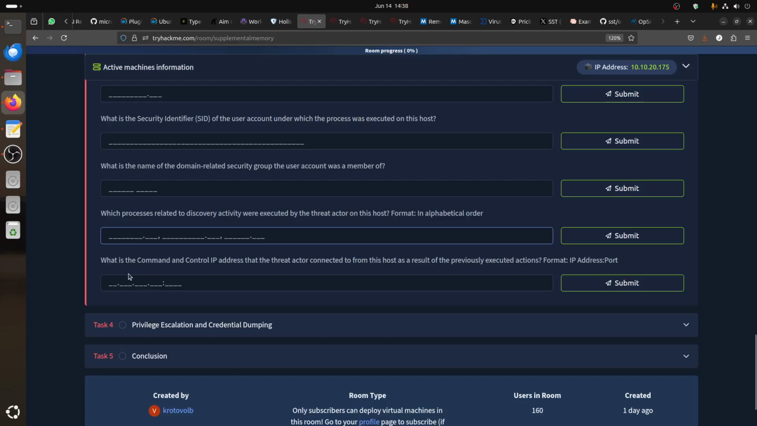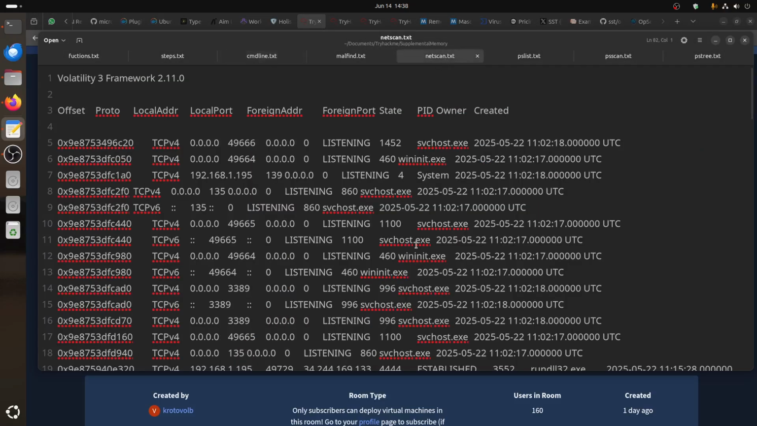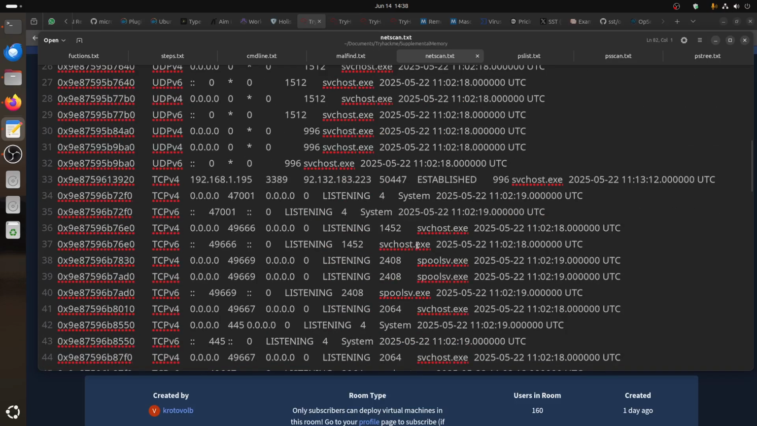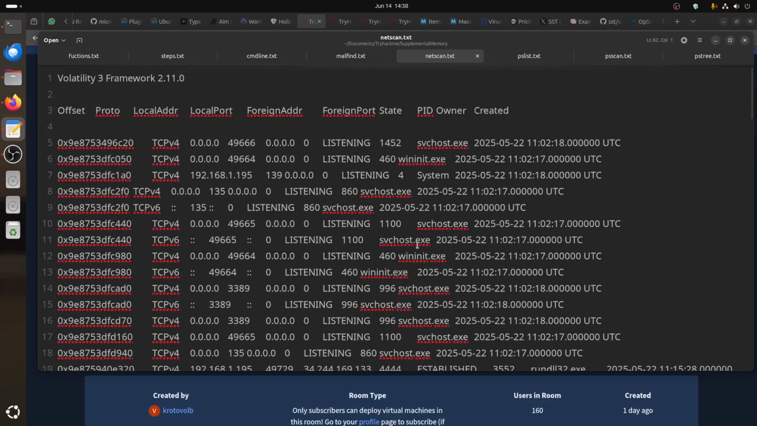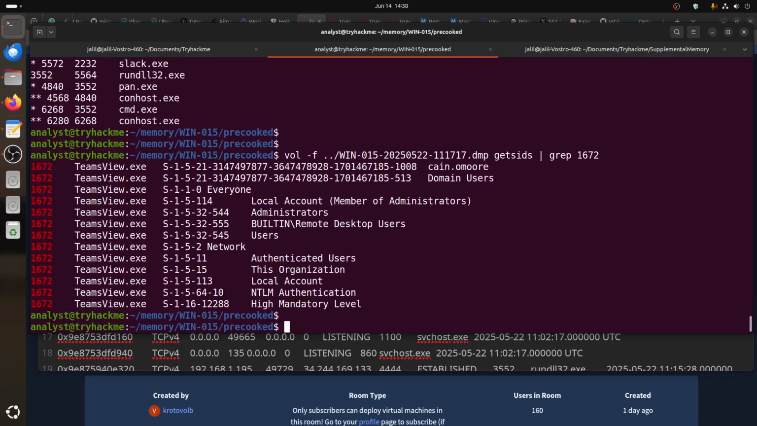The next one: what is the command and control IP address that the threat actor connected to from this host as a result of the previously executed action? Previously executed action. Now here we need to go to NetScan. NetScan gives us too many, and it looks too noisy here to see it. Maybe it's too big. Let's cut it here. Maybe it will look nicer here. Cut netscan.